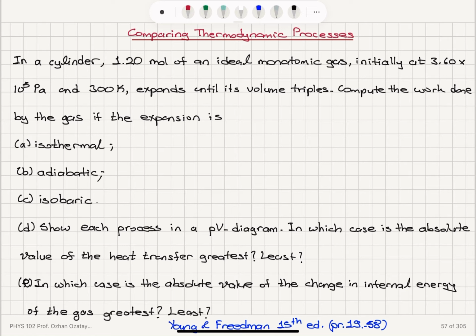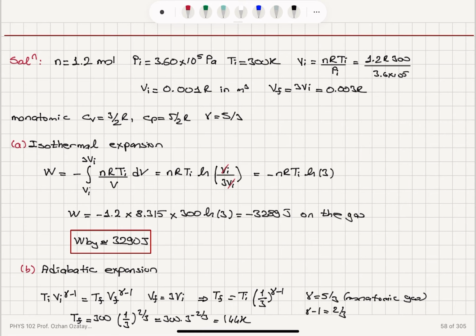We computed the work done on the gas if the expansion is isothermal, adiabatic, isobaric, and then also we calculated heat transfer and the absolute value of internal energy change, and then we also showed these processes on a PV diagram. Since it's a monatomic gas, Cv is 3/2 R, Cp is 5/2 R, gamma is 5/3. Only degrees of freedom that contribute to the internal energy are translations of the center of mass.